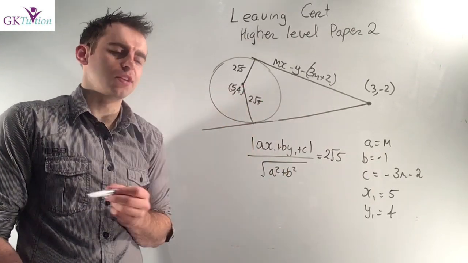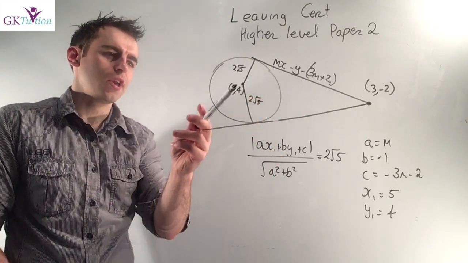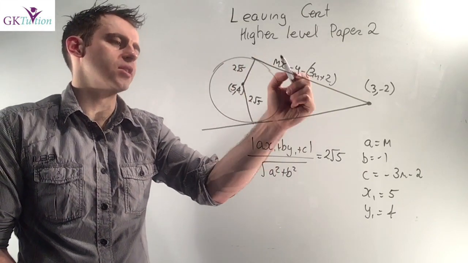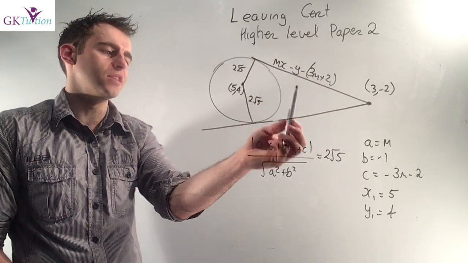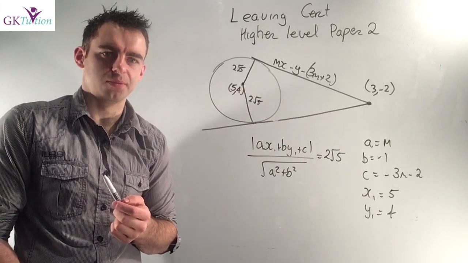So your best bet is you can draw a diagram like this. The center of your circle is (5, 4). You know the radius is 2 root 5. And you know the generic form for the equation of the tangent, and that tangent is mx minus y minus 3m plus 2.